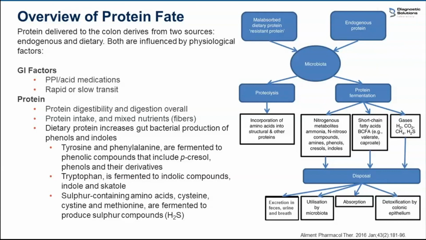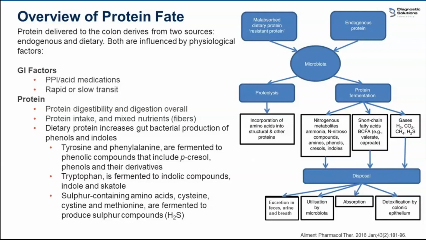And exogenous protein you're going to get from diet. Excess protein or incompletely digested dietary protein is going to make up that second component. There are several physiologic factors that can impact that. GI factors like PPIs or antacids may impact digestion. How is digestion going? Also, rapid or slow transit time can affect the microbiota. Then there's the protein itself, how digestible it is, and digestion overall. The percentage of protein intake that ends up in the colon matters too. If you have a really high protein intake, you're more likely to have a higher level in the colon, and also if it's mixed with other nutrients like fibers.